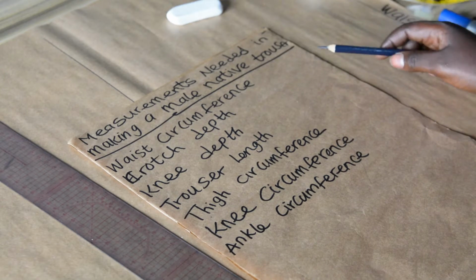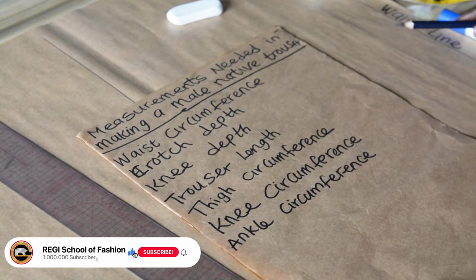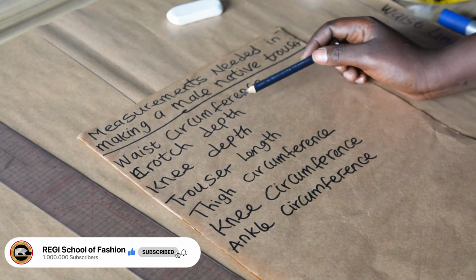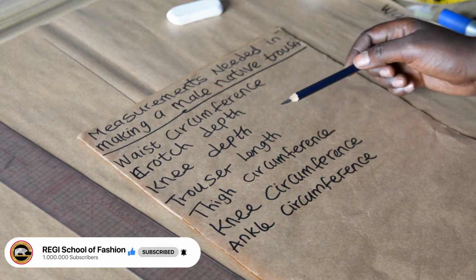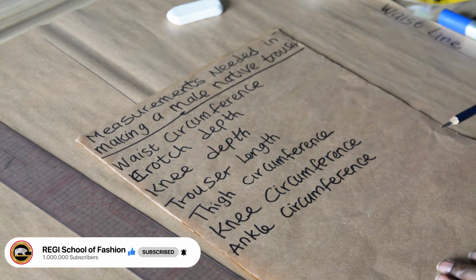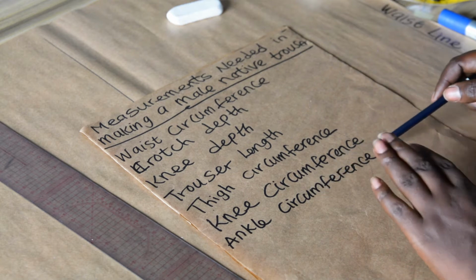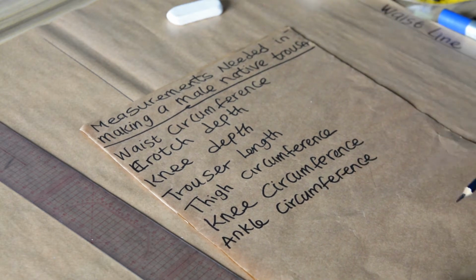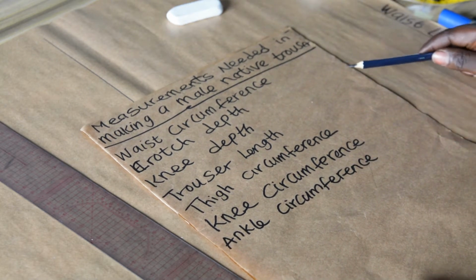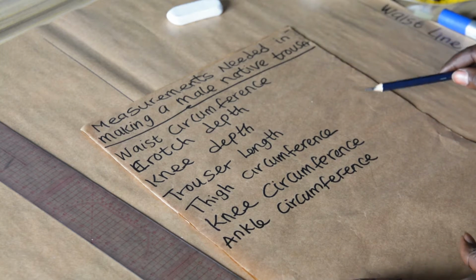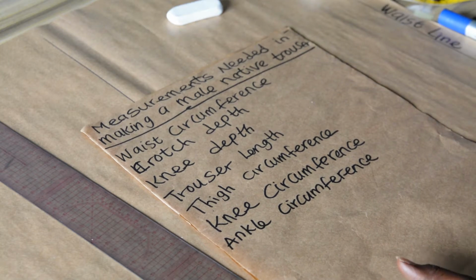These are the measurements needed in drafting a male native trouser: the waist circumference, the crotch depth, the knee depth, the trouser length, the thigh circumference, the knee circumference, and the ankle circumference. In this case, the hip circumference measurement is not needed, the hip circumference and the knee level. This is because it is a male native trouser.